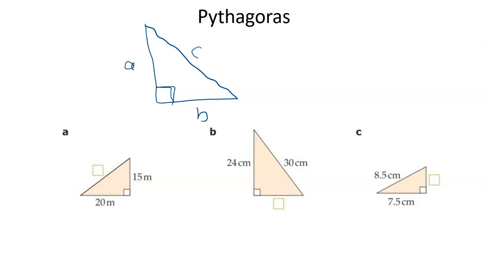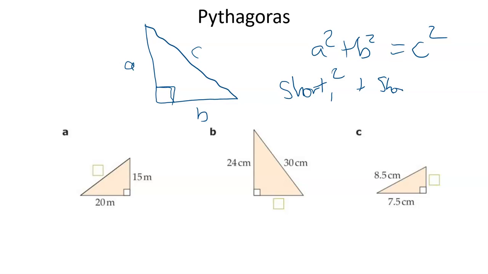And what Pythagoras says, you might have heard of A squared plus B squared equals C squared, but what it's actually saying is that the first short side, let's call it short one, side squared, plus the second short side squared equals the long side squared. That's what it's actually saying.